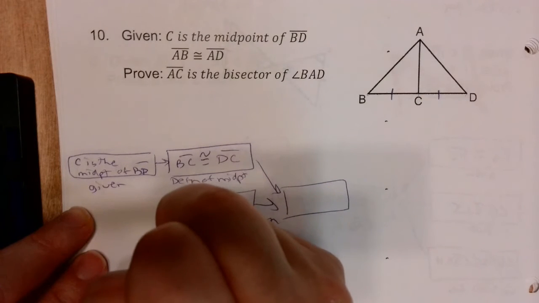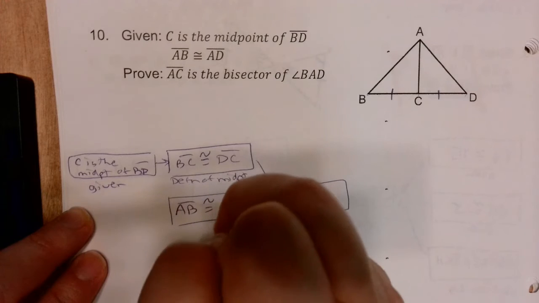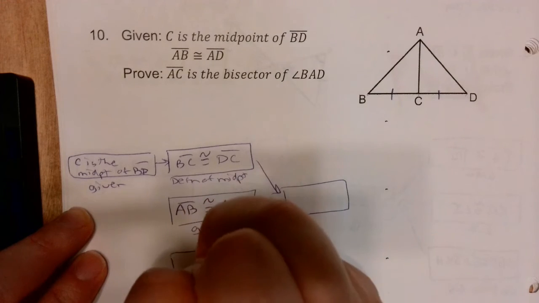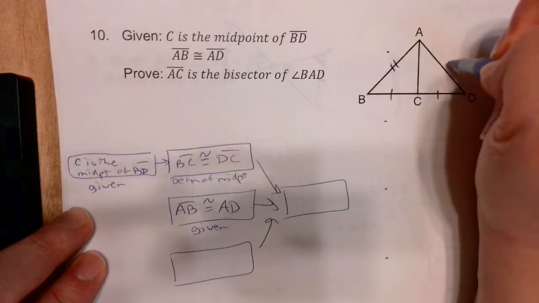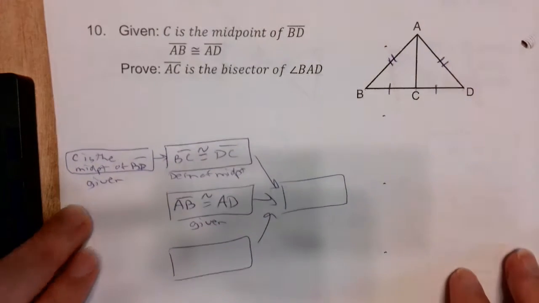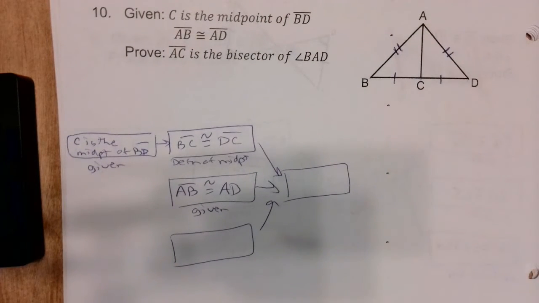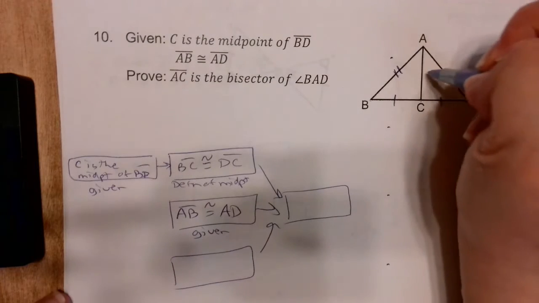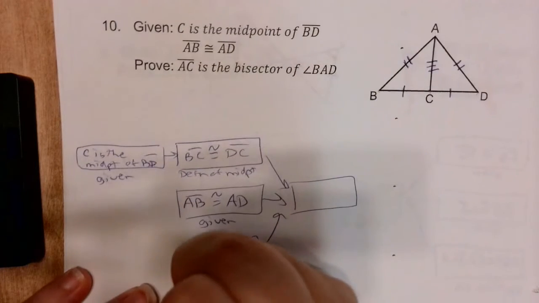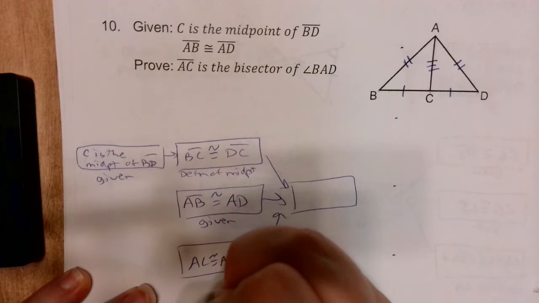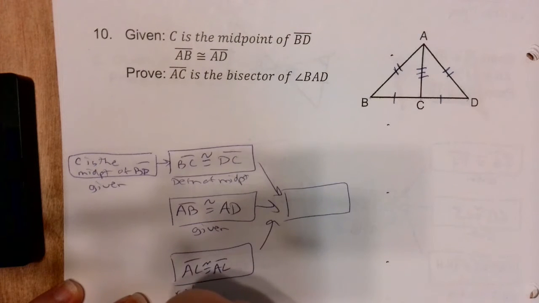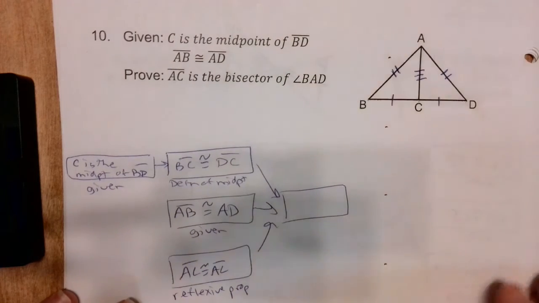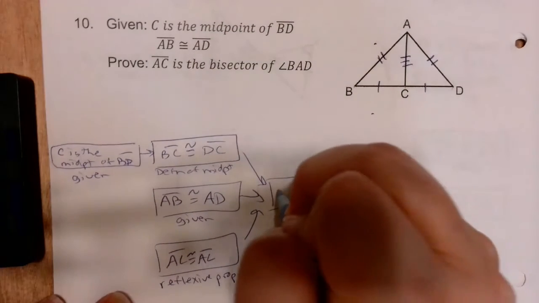The second given, AB is congruent to AD. Given. AB is congruent to AD. Third one, reflexive or vertical. Do the triangles share a side or do they make an X in the middle? Well, they share side AC. So AC is congruent to AC by reflexive. Reflexive property. This box is going to be 2 triangles.